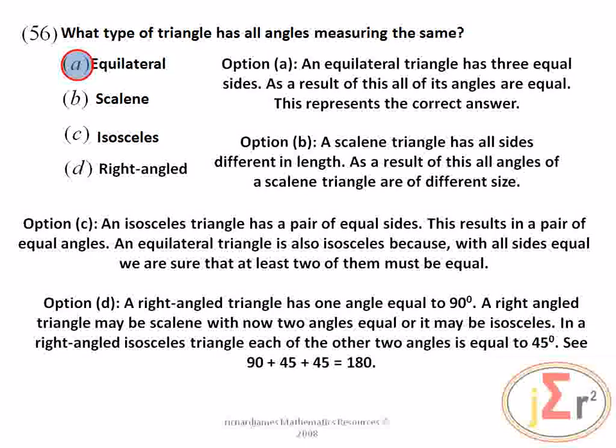Good. Option D, a right angled triangle has one angle equal to 90 degrees. A right angled triangle may be scalene with no 2 angles equal, or it may be isosceles. In a right angled isosceles triangle, each of the other 2 angles is equal to 45 degrees. See, right angle is 90 and the other 2 angles 45 degrees each. That is going to be equal to 180, which is the angle that is represented by total angles inside of a triangle.